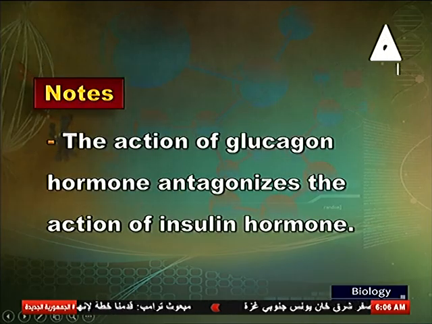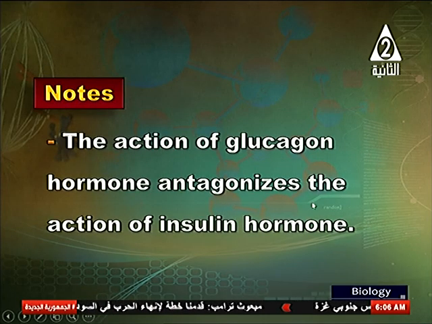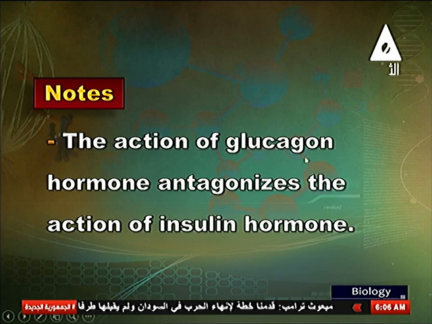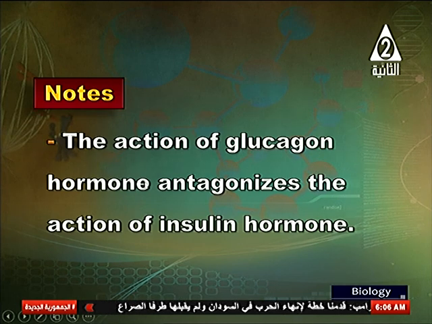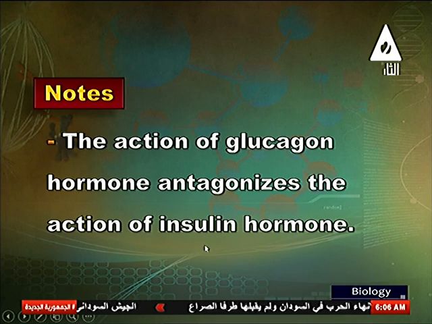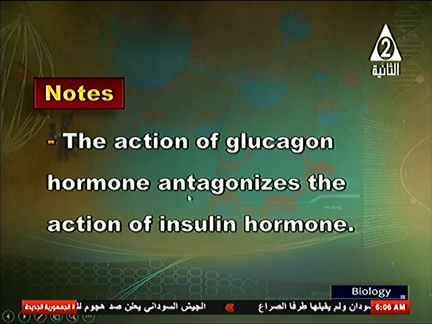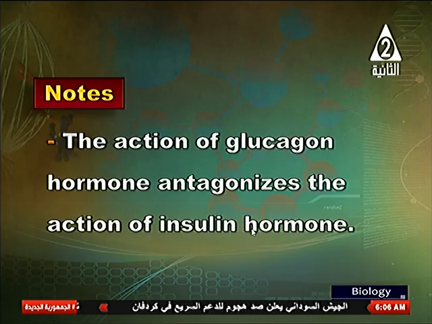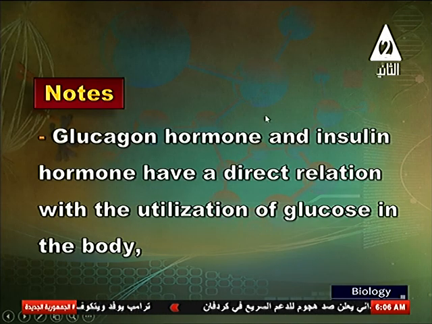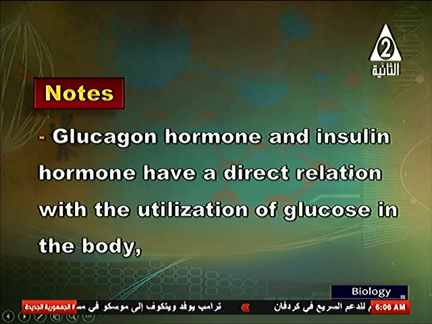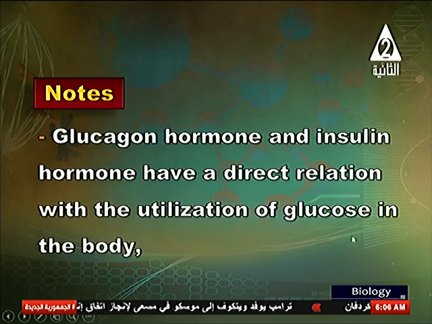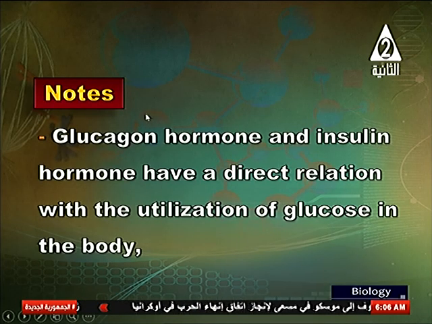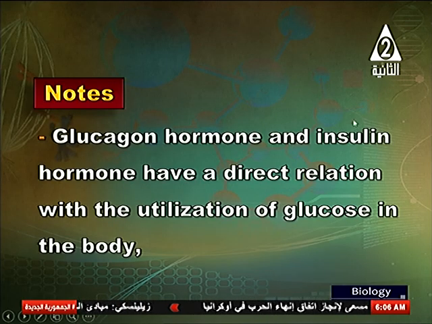The action of glucagon hormone antagonizes the action of insulin hormone. Each one has a function opposite to the other. Glucagon hormone and insulin hormone have a direct relation with the utilization of glucose in the body. Glucagon hormone increases the glucose level in blood. Insulin hormone decreases the glucose level in blood.